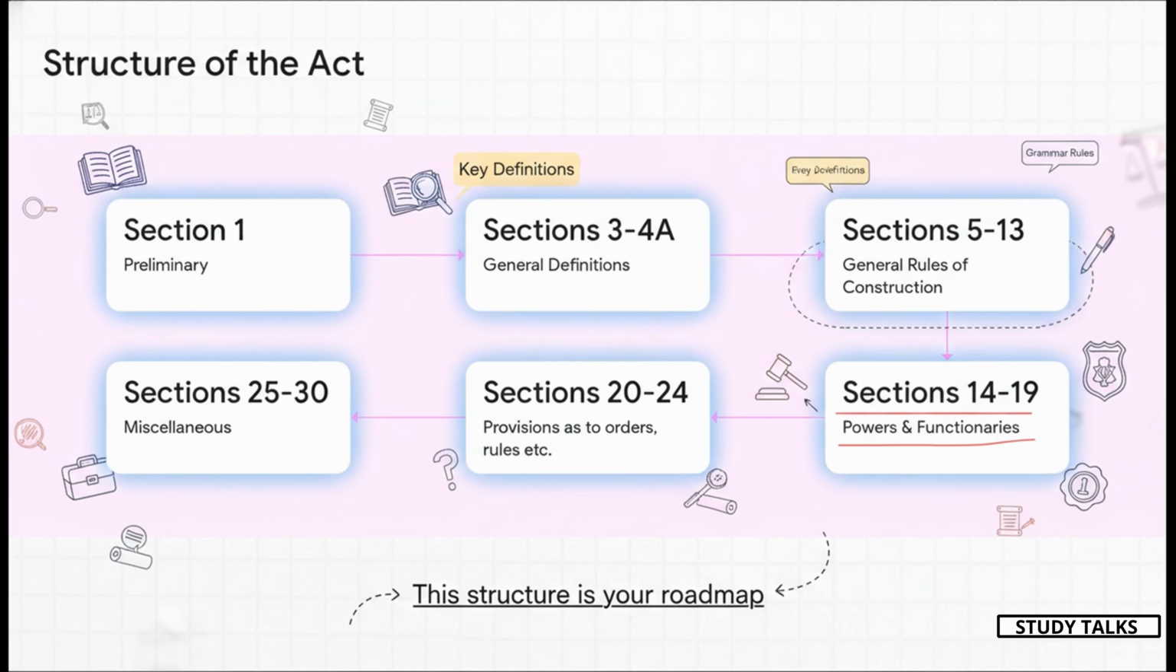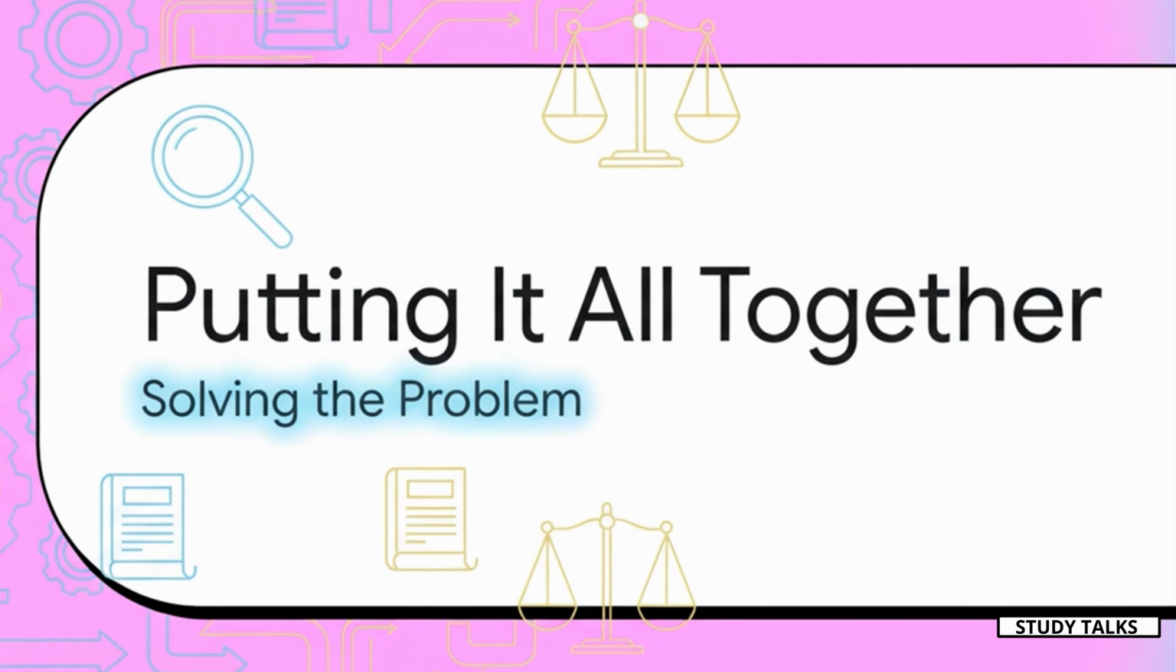They deal with powers and officials, and yep, that's where we'll find the answer to our receiver problem. The last few sections just cover rules and other miscellaneous stuff. This structure is your roadmap. All right, let's bring this full circle.